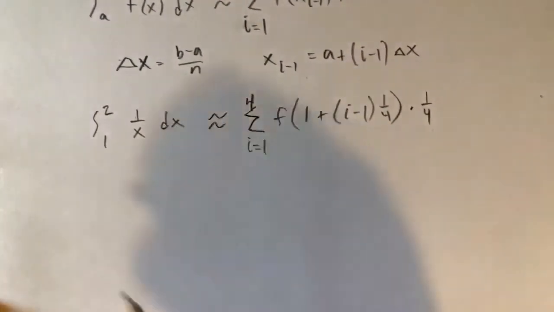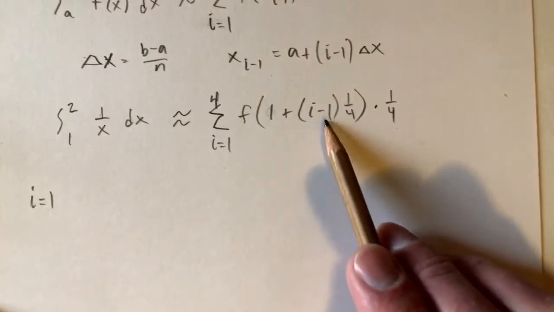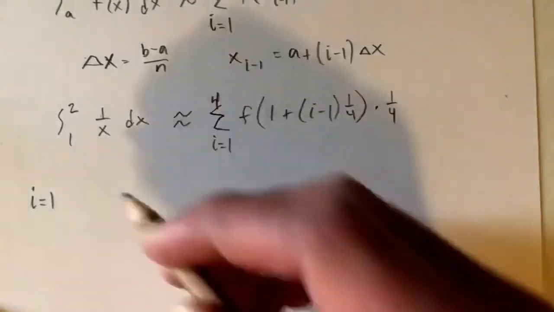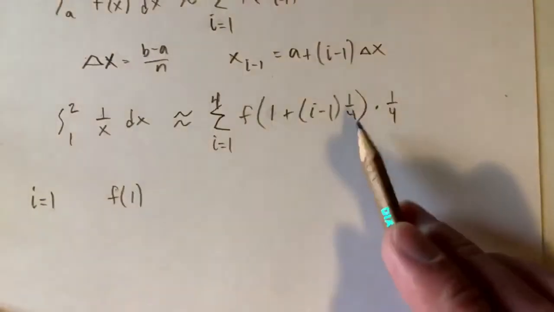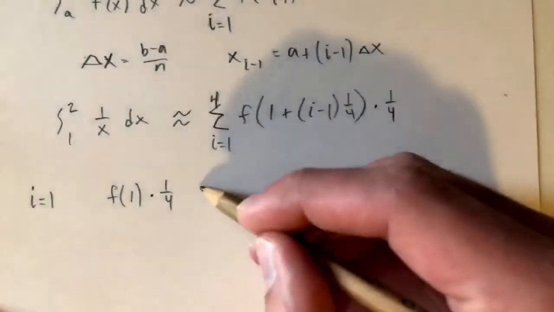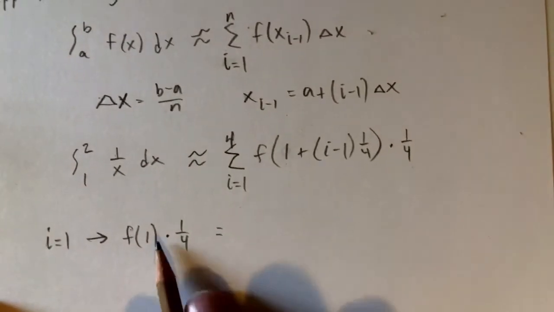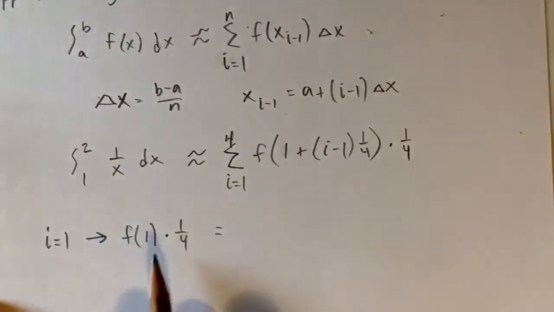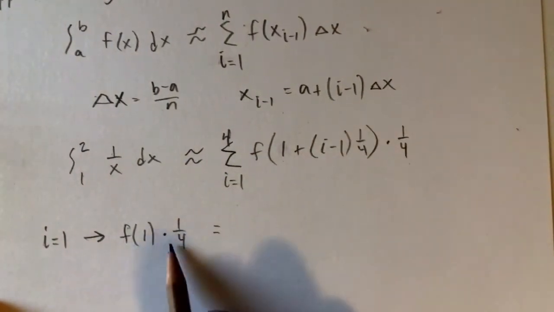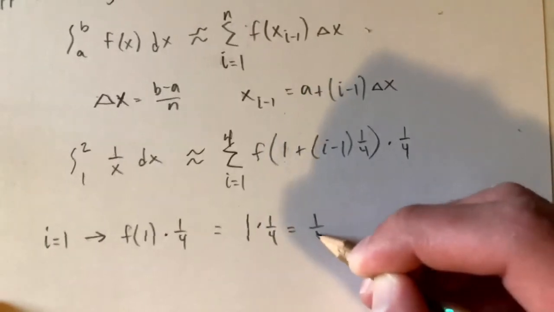First of all, we'll keep a list of all these terms. When i equals 1, we get 1 minus 1, which is 0, times a fourth is still 0. So we're going to get f of 1 times 1/4. f of 1 means going to our function, 1 over x, and plugging in 1. 1 over 1 is just 1, times 1/4. So 1 times 1/4 is 1/4.